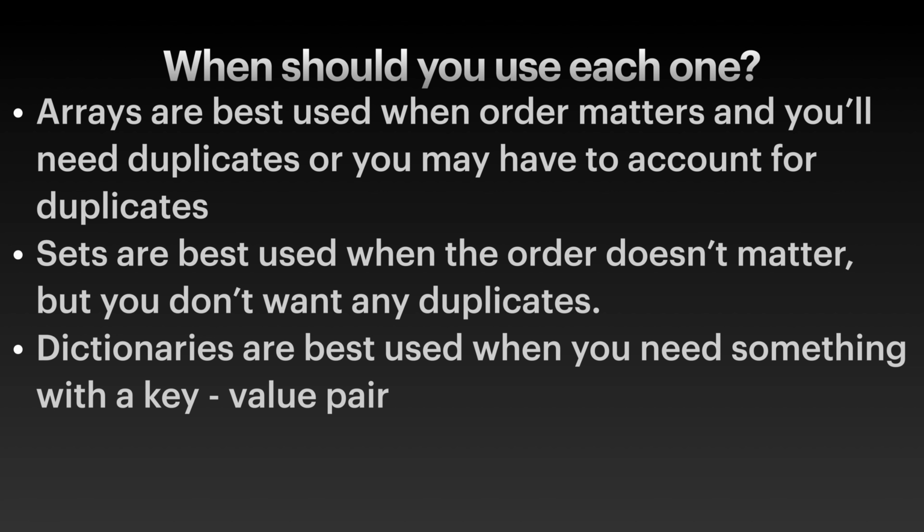And dictionaries are best used when you need something with a key value pair. So let's say you were keeping score. People were playing a video game and they finish a video game and they get a score. So you can create a key that has the person's name on it and then has a value that has their total score. If this isn't making that much sense right now, don't worry, it'll make more sense when we get into some examples.